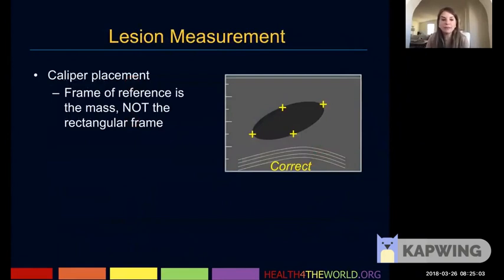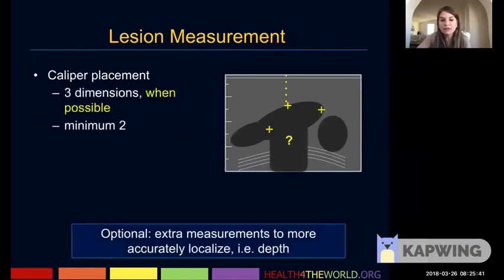But either is okay. When we talk about lesion measurement, when you want to measure a lesion, the caliper placement, the frame of reference should be your mass, not the rectangular frame of your ultrasound image. So here you see that our calipers have been placed correctly. They're along the largest axis of the lesion. This is a correct way to measure something on breast ultrasound. This would be incorrect. Here we placed our calipers relative to our ultrasound image, so this is incorrect. Again, you really want to measure based off the mass itself.